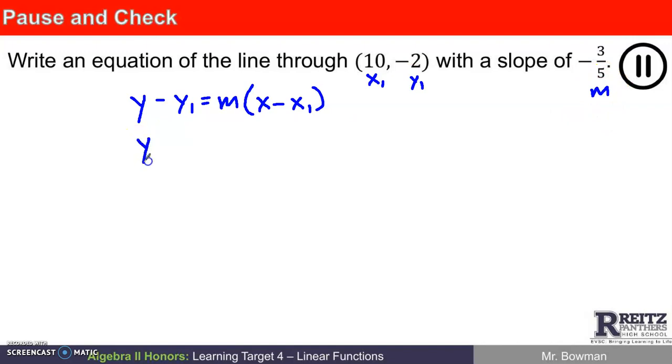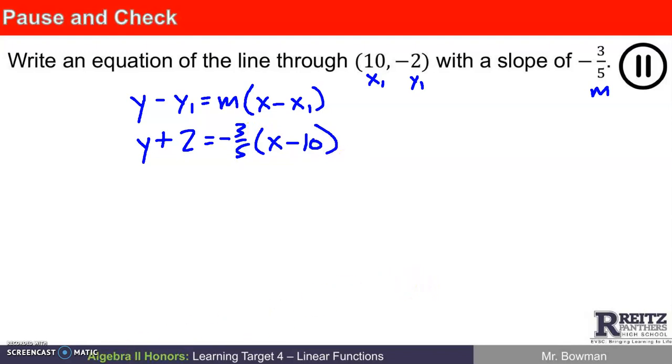So we need y minus negative 2. I hope you're okay with me going ahead and writing that as y plus 2. If not, write it as y equals y minus negative 2, and then change the sign in your next step. Here we need negative 3/5 as the slope times the quantity x minus 10.